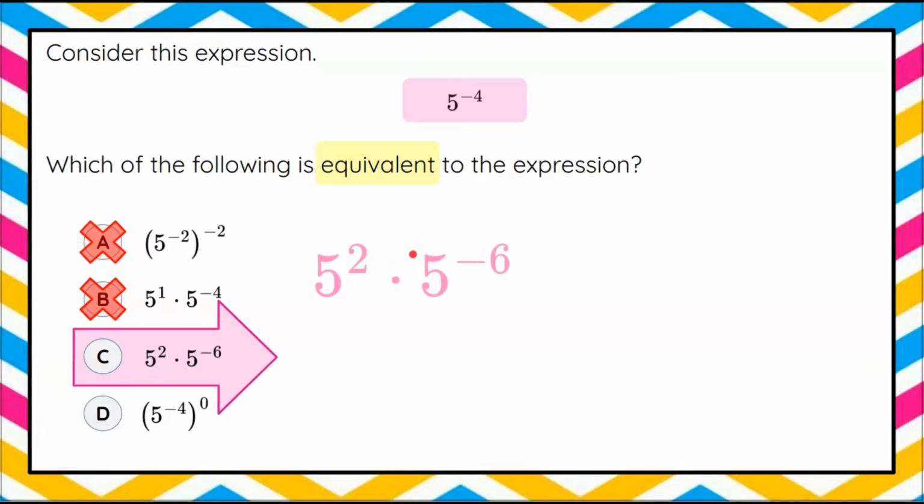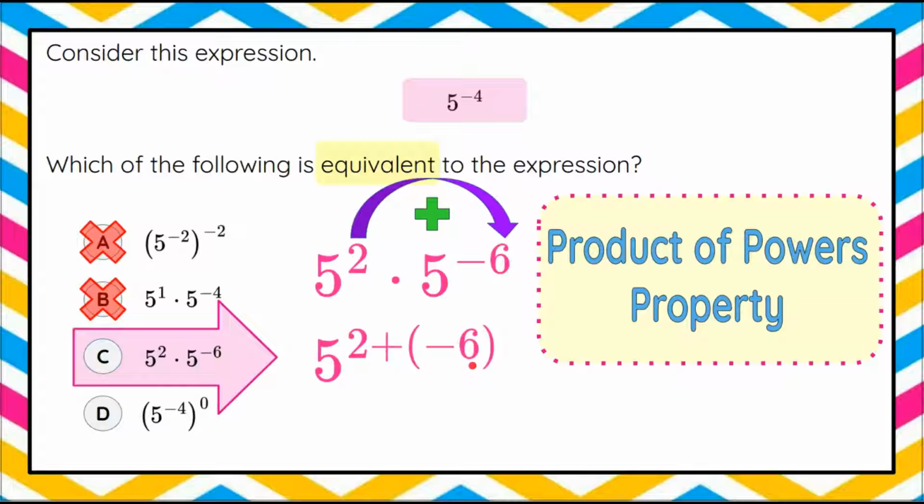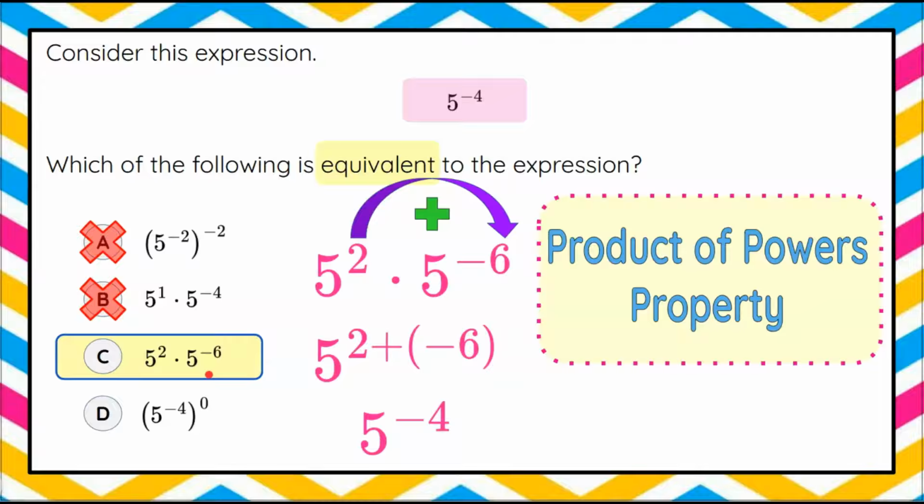Now let's check on answer choice C. Here, let's rewrite our expression. We again have a power multiplied by a power, so we're going to use the product of powers property again, reminding you that they have the same base, so we take our exponents and add them. Rewriting it, we keep our base and add our exponents. 2 add negative 6 is negative 4. 5 to the negative 4 is equivalent, so it appears we have our correct answer.